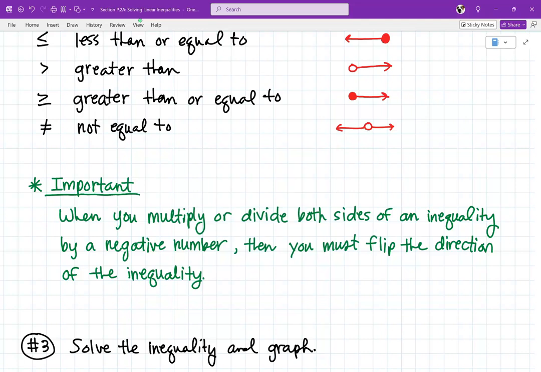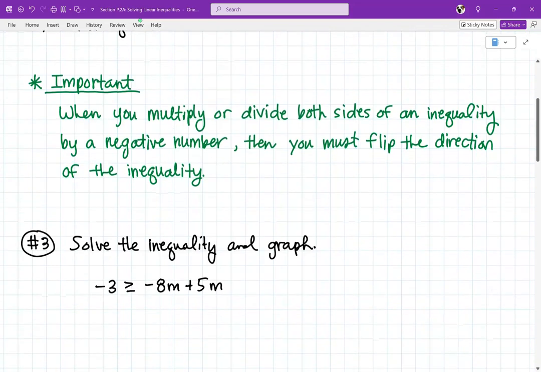This only happens when you multiply or divide both sides by a negative number. Usually multiplication is seldom, like 85% of the time you're going to be dividing to do these problems, okay? But there's a small percentage, right? 15% of the time you may have to multiply both sides by a negative number, but it really is more common to divide, okay?